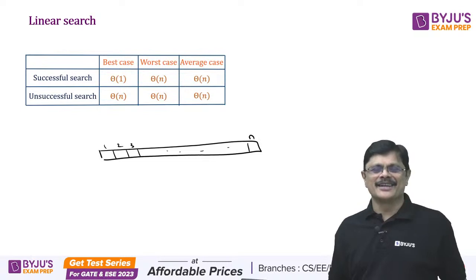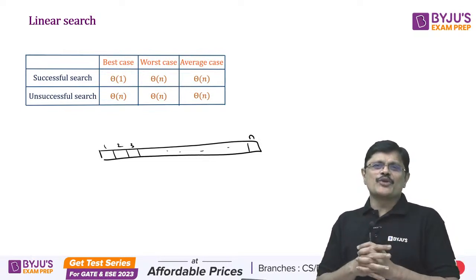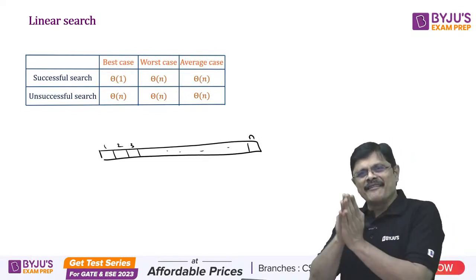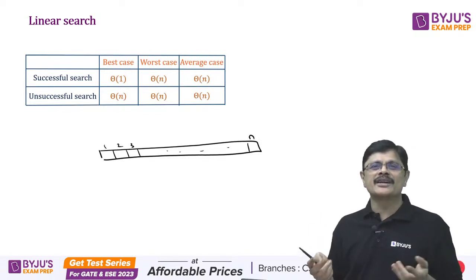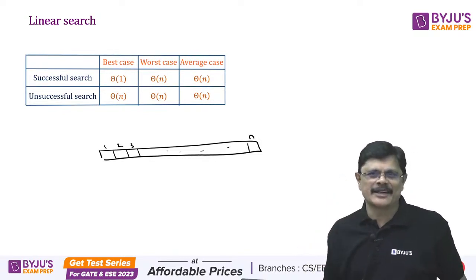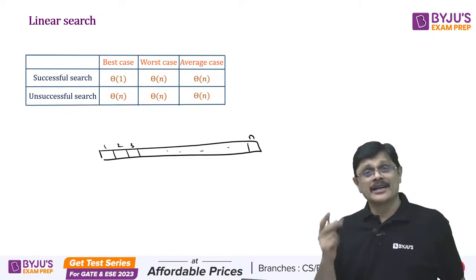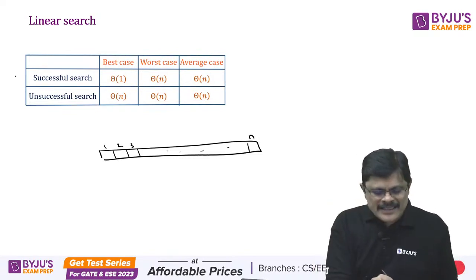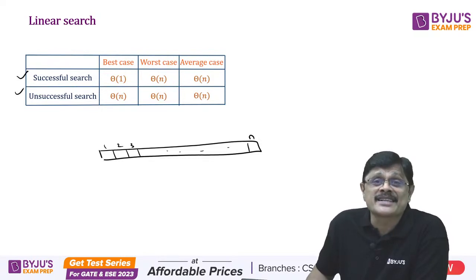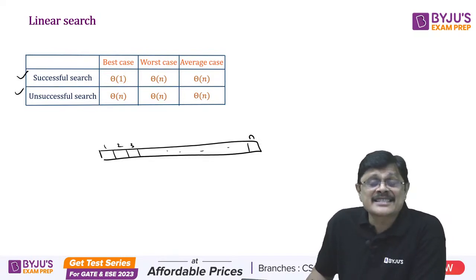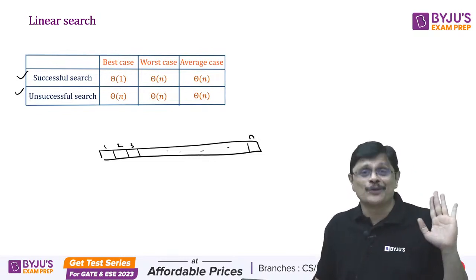Am I clear? That is linear search. You compare the search element with every element, my dear friends. So the best case would be what, sir? The first element is the search element. Again, they divide this linear search into two types. One is called unsuccessful search. Unsuccessful search means the search element is not found.